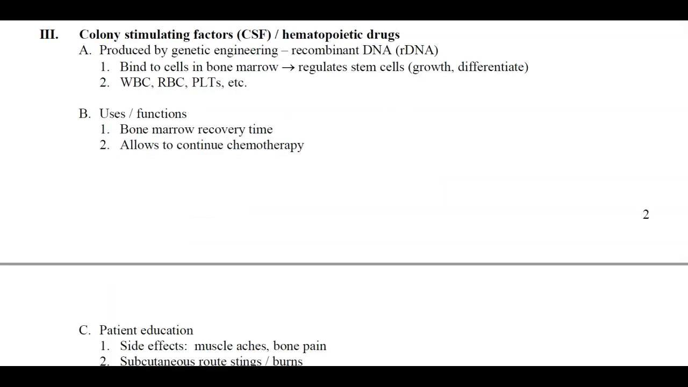Colony-stimulating factors, CSF, or hematopoietic drugs. So these drugs are not toxic to cancer cells. However, they are beneficial for the treatment of cancer. So these drugs are genetically engineered. So this is from recombinant DNA. The way they work is by binding to the cells in the bone marrow, which regulates stem cells or growth and differentiation of the different cells. Afterwards, it helps produce more white blood cells, red blood cells, platelets, and so on. So this helps increase or stimulate the production of these different kinds of cells.